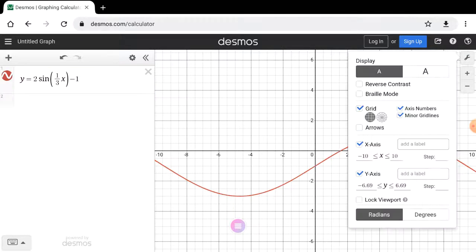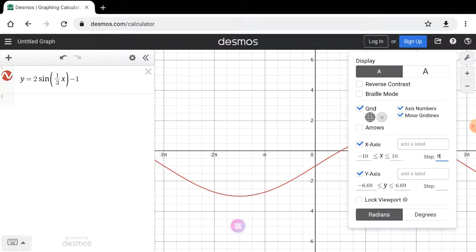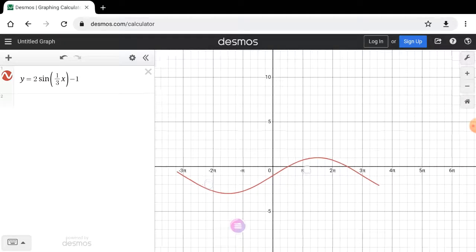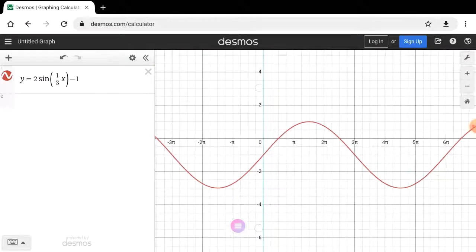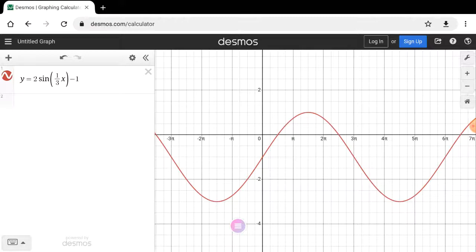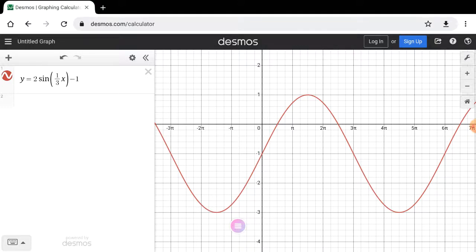Let me change some settings really quick so you can see what's going on. Okay, so we have our graph. The midline, let me just stretch this out a little bit. We're looking for the center. I'm trying to stretch it so it'll show all the numbers. There it is. So we can see that our max is 1 and our minimum is -3. So our midline is going to be in the middle of that, which is at -1 right here. This is our midline.